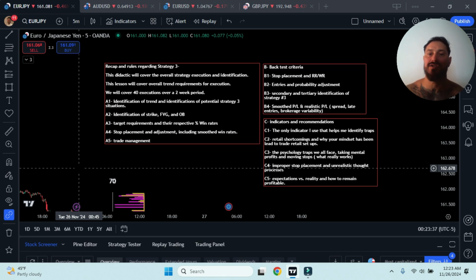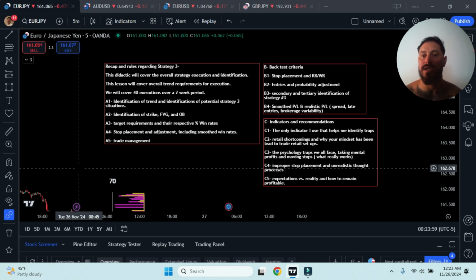Part B is the backtest criteria. B1, stop placement and risk to reward and win rate, entries and probability adjustment, secondary and tertiary identification of Strategy 3, smooth P&L and realistic P&L, spread, late entries, brokerage, variabilities. Part C, indicators and recommendations.